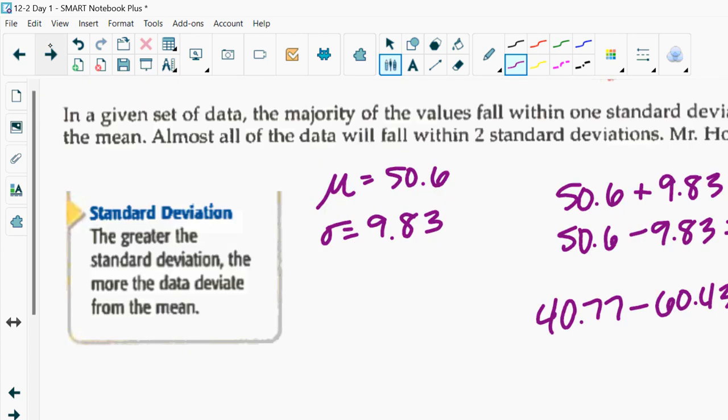But it says almost all of the data will fall within 2 standard deviations. And if we did that again, it would have all the data. So it says the greater the standard deviation, the more the data deviate from the mean, which means the bigger the standard deviation, the more spread out your data is. So when you get a really big standard deviation, it lets you know that the data is really spread out.